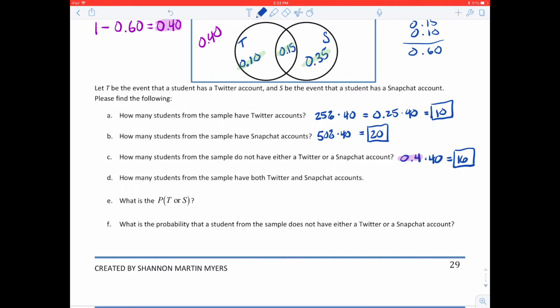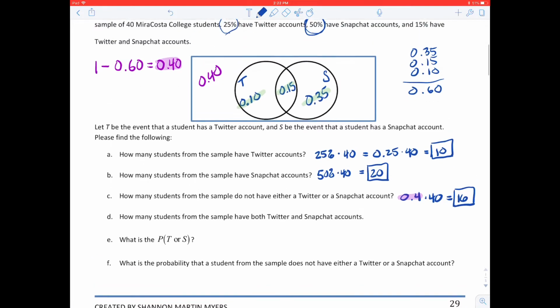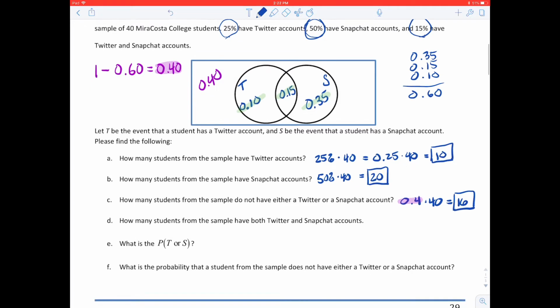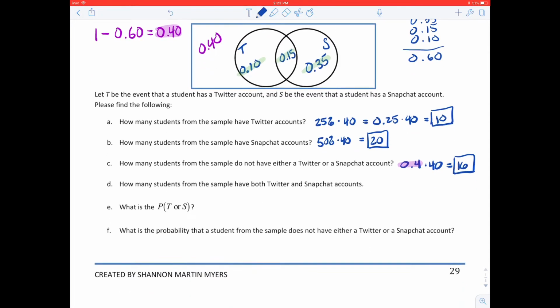Okay, so how many students from the sample have both Twitter and Snapchat accounts? So what did we find out? Good, the 15%, right? So if we take 15% times 40, isn't that just 0.15 times 40, which is, well, 10% of 40 is 4, and another half of that would be 6 students. Very good. Cool, cool? Awesome.